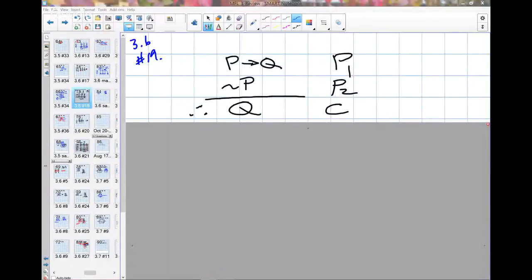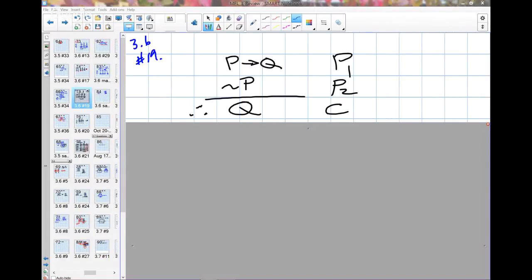I'm going to start with two questions that were sent to me earlier today. You're seeing them on screen. The first question is about number 19 on section 3.6. If you want the page, that's page 165. And the directions were, find out if this is a valid argument or not using a truth table.